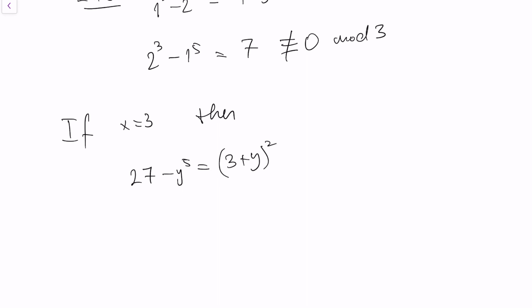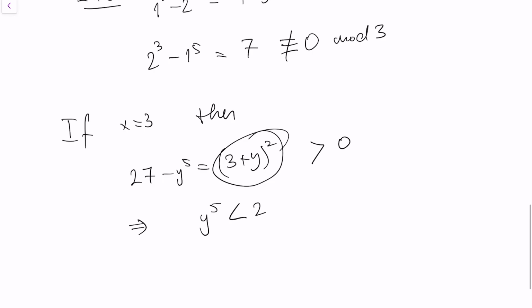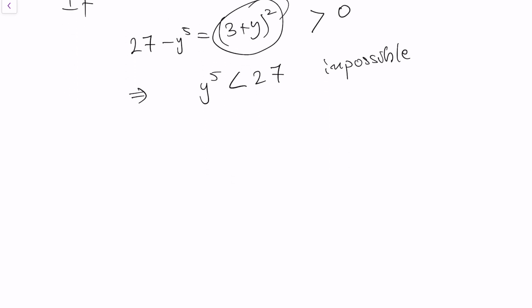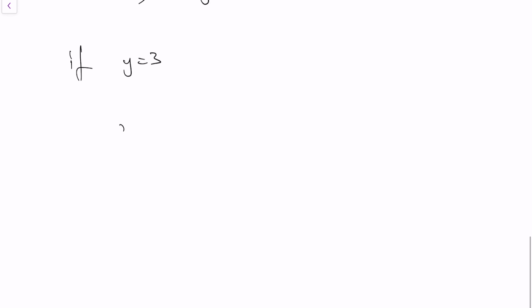Well, this is squaring a real number, so that will be greater than 0. That implies y to the 5 is less than 27, which is impossible because y is a prime number. Now, if y is equal to 3, that implies we will have x cubed minus 3 to the 5, which is 243, equal to x plus y squared.